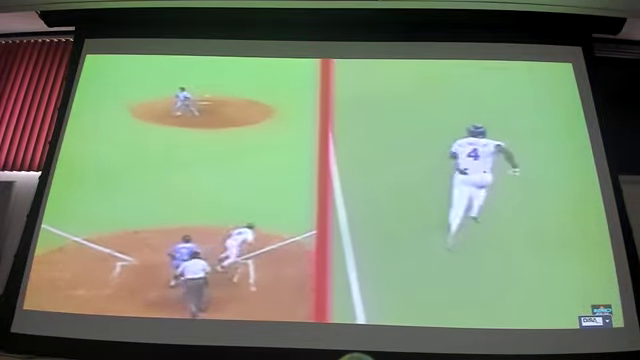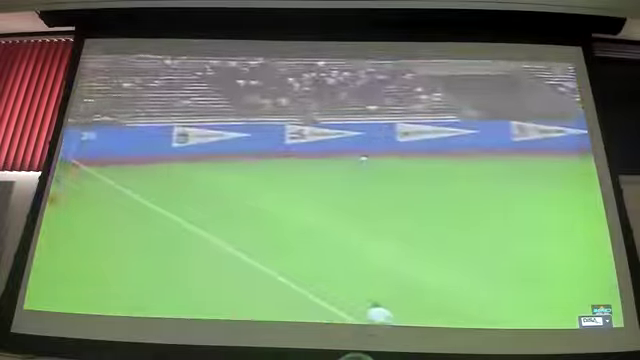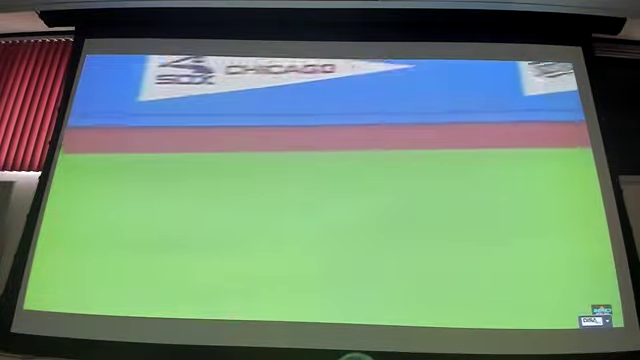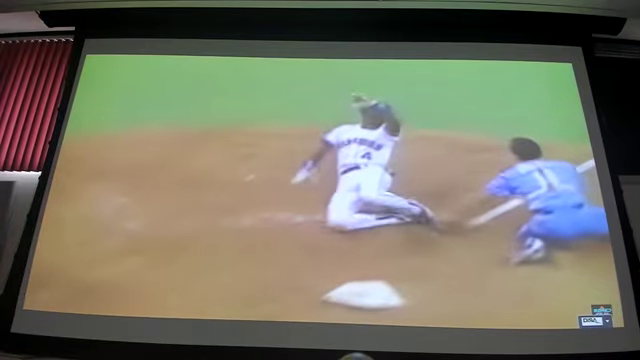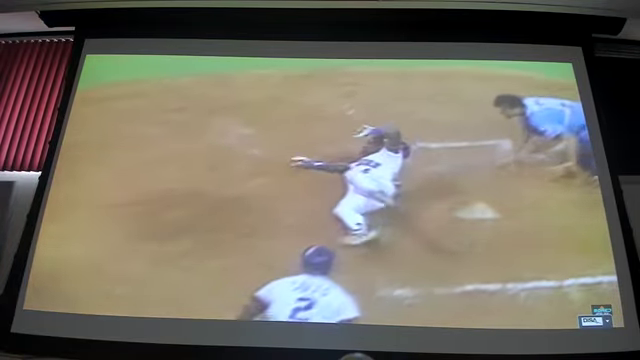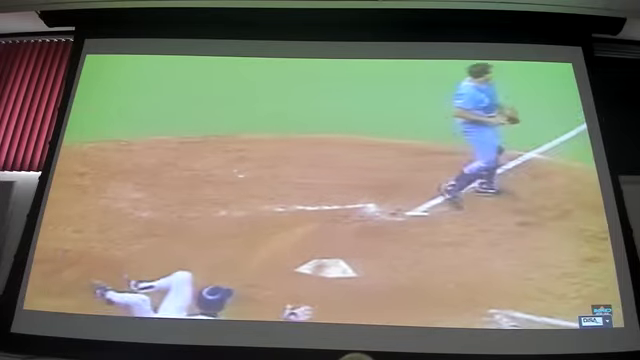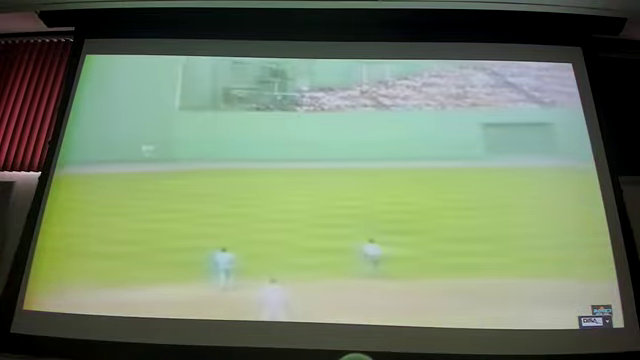Bo Jackson was a man and a half. Yes, he did! I don't believe it! He made an absolutely perfect throw!